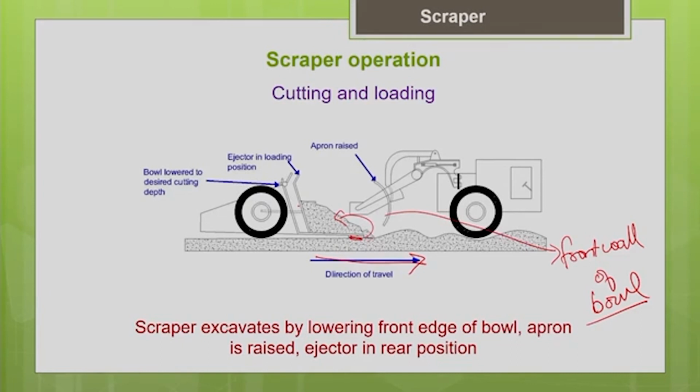And there is one more important part called the ejector. This ejector is in the rear end of the bowl. It can be either moved forward or backward. When you are doing the loading operation, it has to be at the rear end of the bowl. So the scraper excavates by lowering the front edge of the bowl, that is the cutting edge. The apron is raised, and the ejector should be in the rear position. As the name indicates, the ejector helps in ejecting the material out of the bowl. So we are going to move this ejector forward when you want to dump your material.